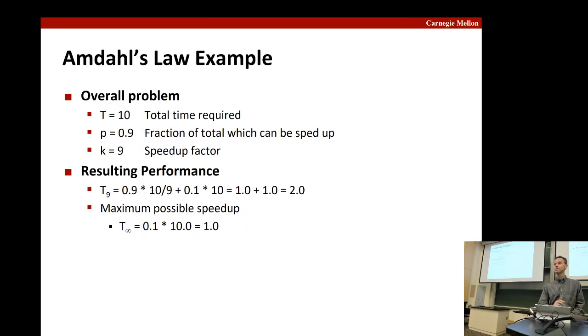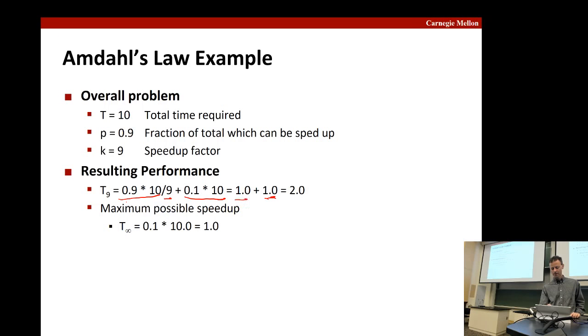So here's an example. Suppose I say, okay, I'm able to speed up 90% of my code, and not only that, I can speed it up by a factor of 9. So that seems like overall I ought to be speeding up the whole thing by, I don't know, maybe 80% or something. But no, because of Amdahl's law, yes, on that 90%, you get a speed up of 9, but on that 10%, you're stuck running serially slow.